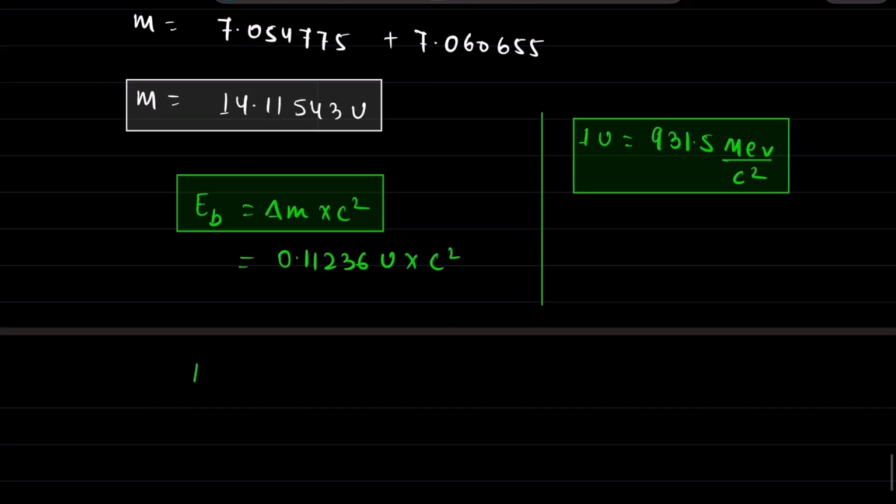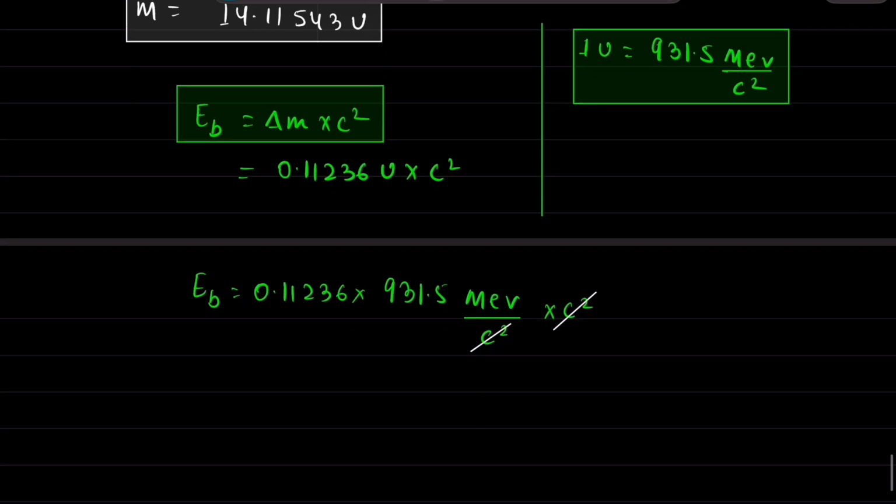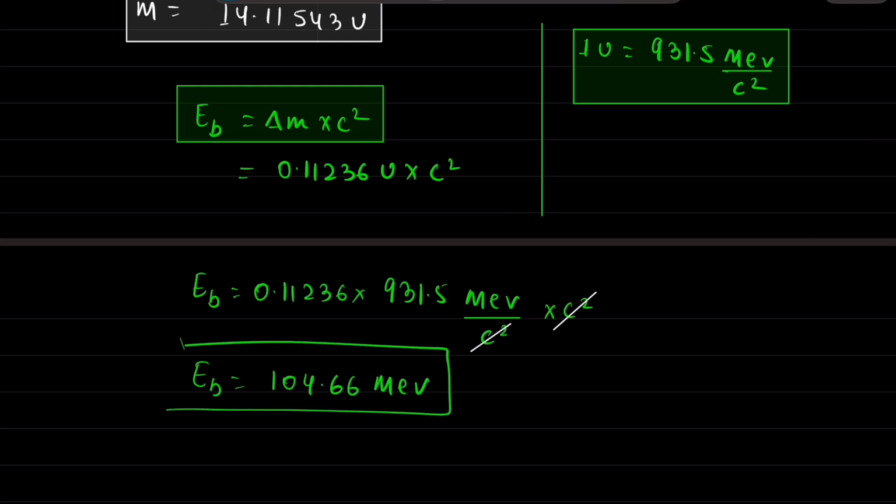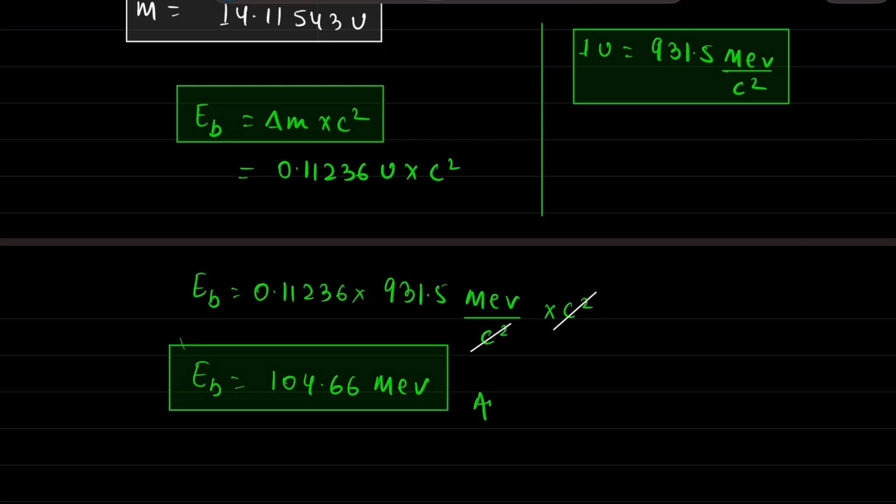So here EB is equal to 0.11236 and the U value is 931.5 MeV by C square into C square. So this C square and C square get cancelled. Further solving, we can write EB is equal to 104.66 MeV. So this is the answer to this question.